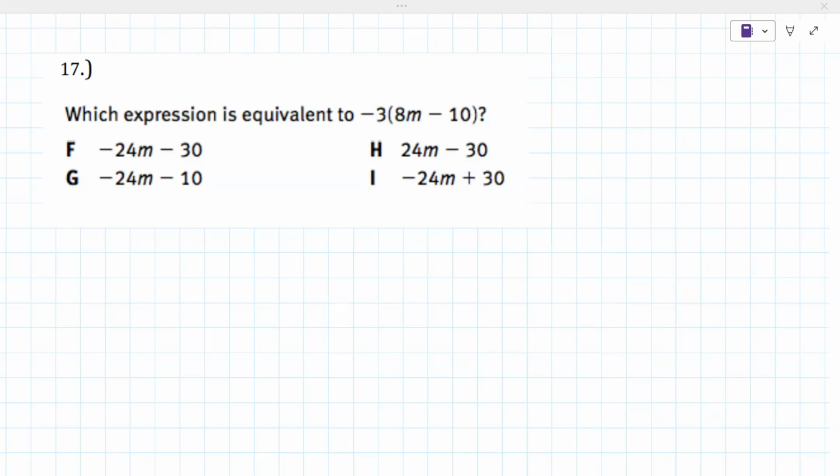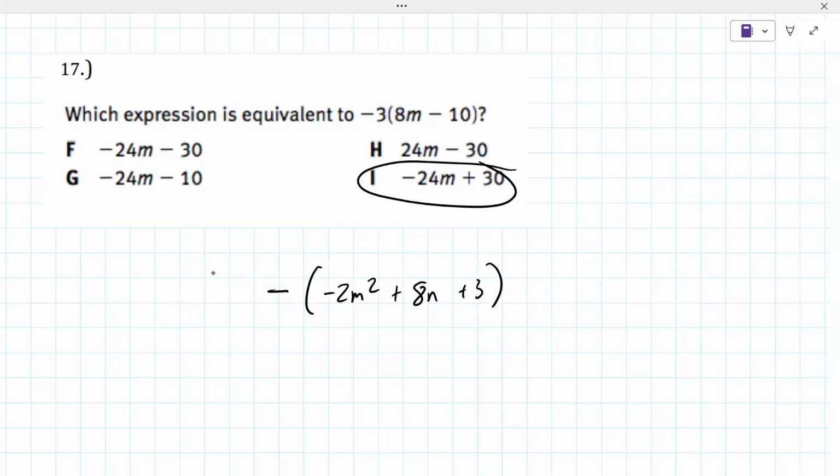How are you doing on this one? Good. I was just looking. Correct. All right, so the reason I bring that up here is, let's say I just put a negative out in front of something like -2m² plus 8m plus 3. What does this negative on the outside do?